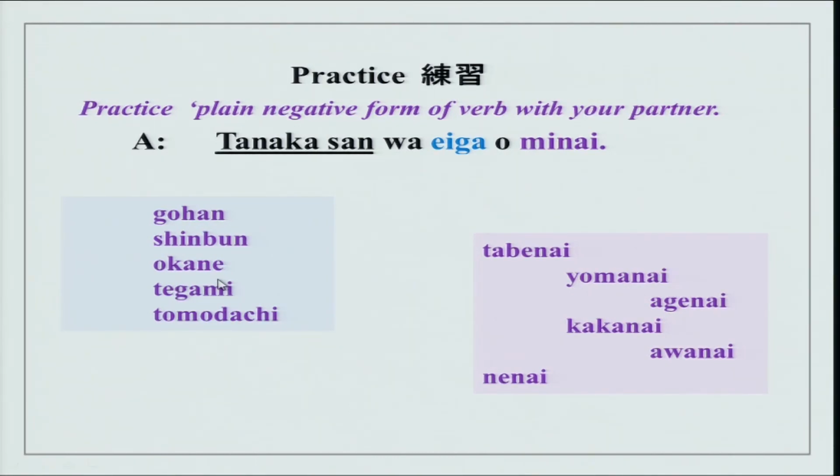Tanaka-san wa okane o agenai. So, in this manner, you can use these verbs in nai form, which is the plain negative, and make a number of sentences. Practice with your partner and feel more comfortable.